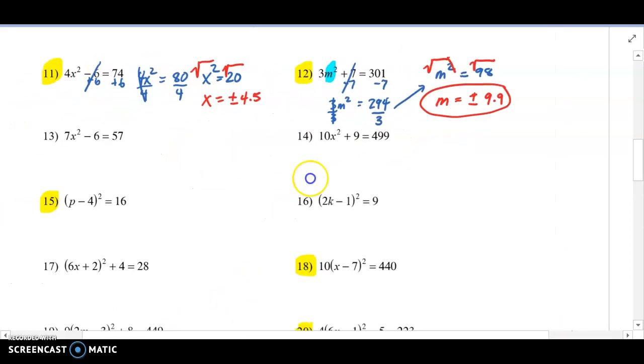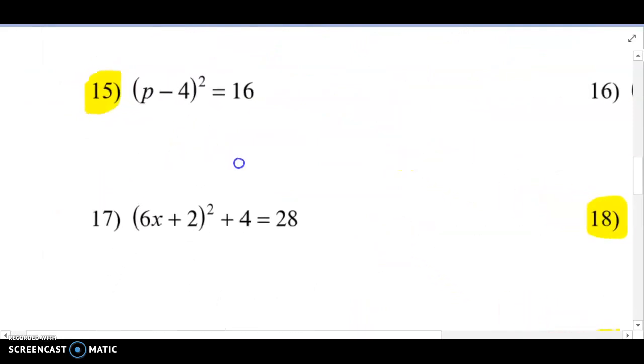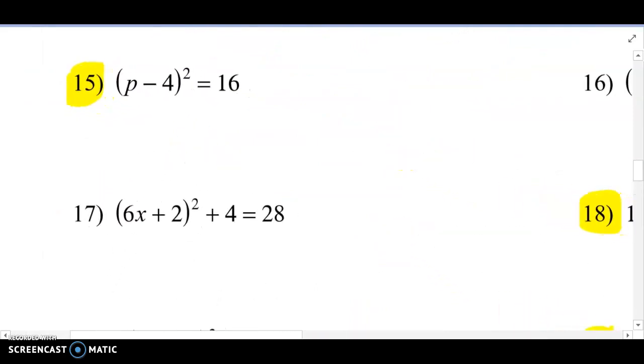All right, let's keep on moving. So 15 down here, 3 more: 15, 18, and 20. Okay, this one looks a little bit different, because it's not in standard form. It's not in the form of ax squared plus bx plus c. This is in factored form, p minus 4 squared.